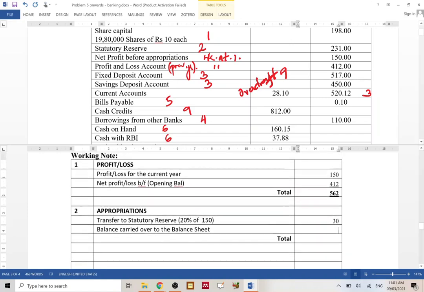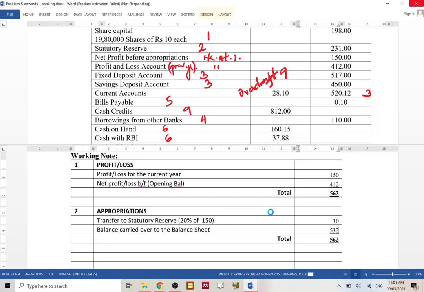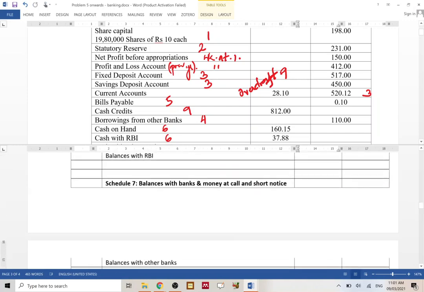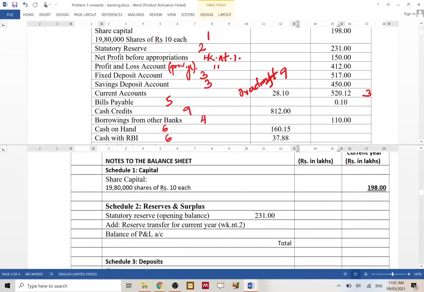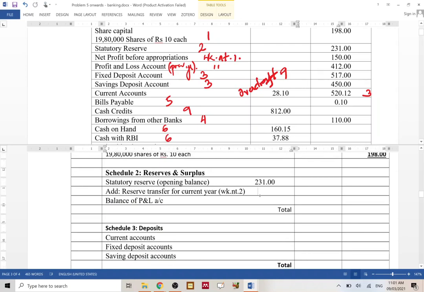Okay. Now how much to carry forward to the balance sheet? How much of profit will remain? Total profit is 562. We always write this total first. Whatever remains is the balance. So 562 minus 30, you have 532. This is what we are going to transfer to the balance sheet. Okay. So let's do that now itself, as well as transfer the current year's statutory reserve. That is 30 lakhs. Okay. So current year statutory reserve is 30.